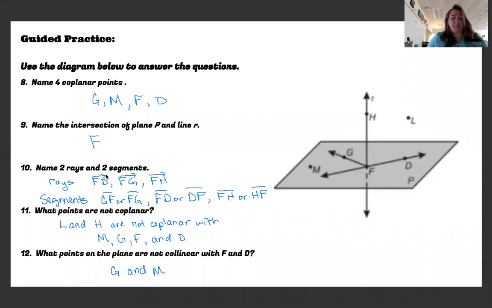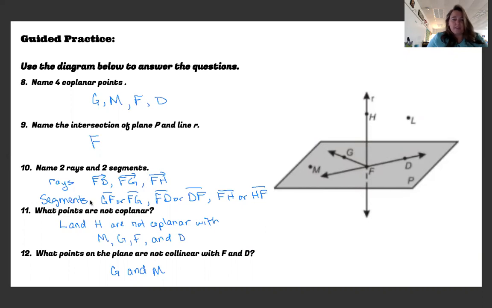2 rays and 2 segments. There were multiple correct answers on this. So for the rays, there were actually 3 rays specifically listed in this picture. So we have ray FD, ray FG, and ray FH. Any 2 of those 3 would satisfy the request here.